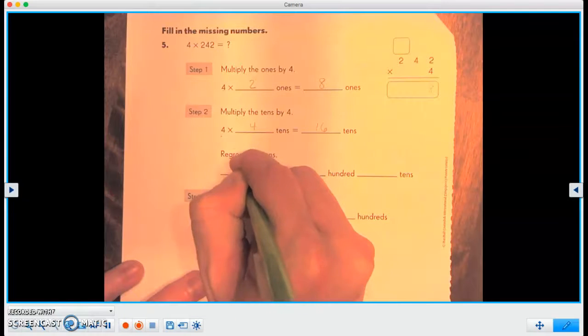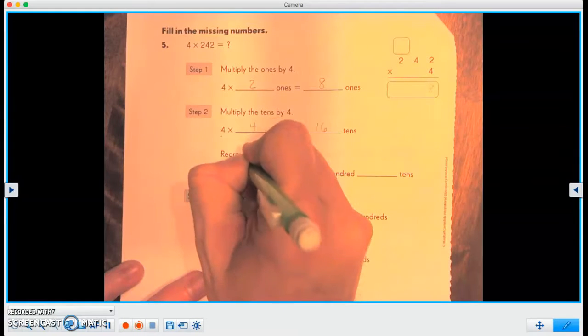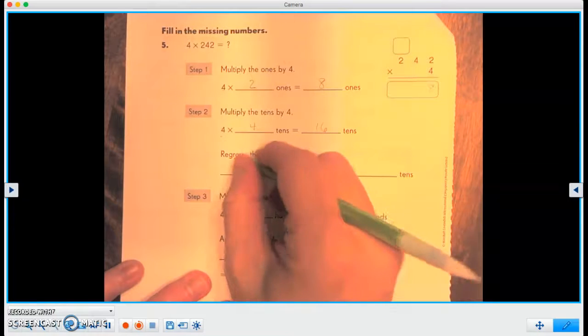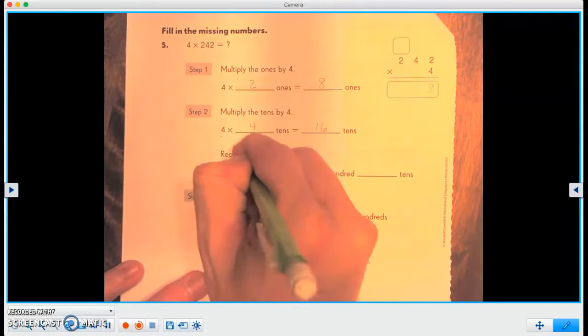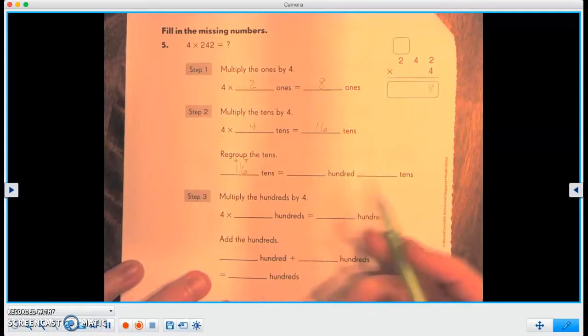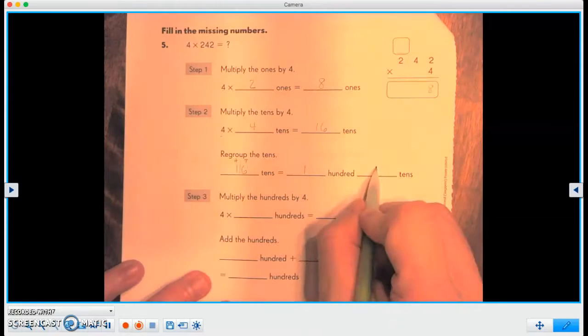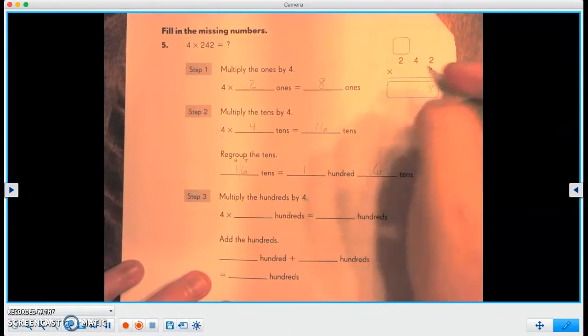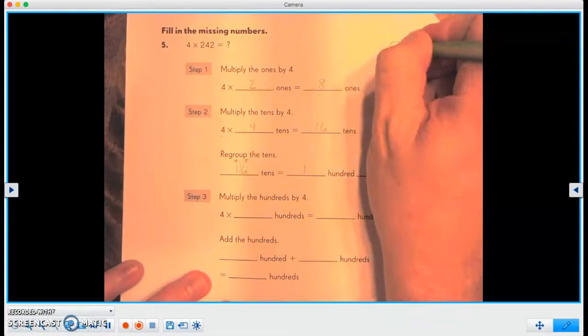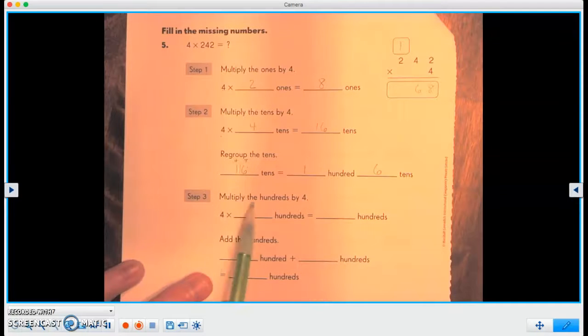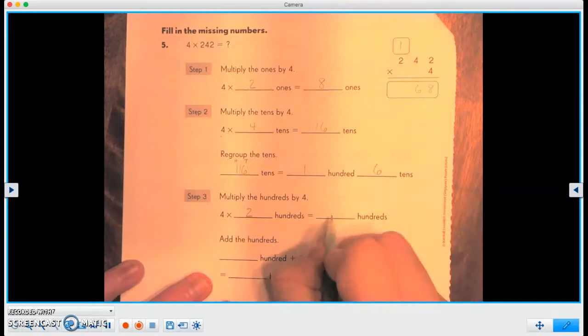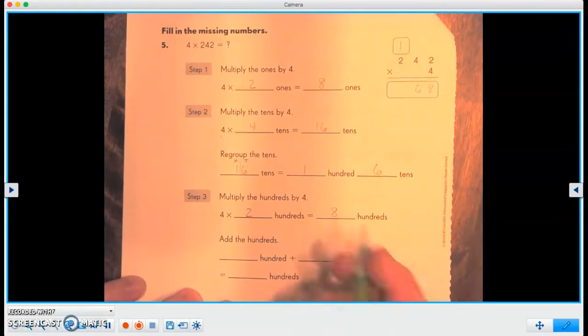So if we had 16 tens, sorry, actually this is tens, so it would be hundreds and tens, right? So there is 100, and there are 6 tens. So again, we're going to put the 6 under here, and the 1 goes up there for 16. Now we're going to multiply the hundreds column, which there are 2 times 4. So 2 times 4, or 4 times 2, equals 8, and that's hundreds. Now we're going to add the hundreds, so we have the 1 that we regrouped, plus the 8 that we just multiplied. So 1 plus 8 equals 9 hundreds.